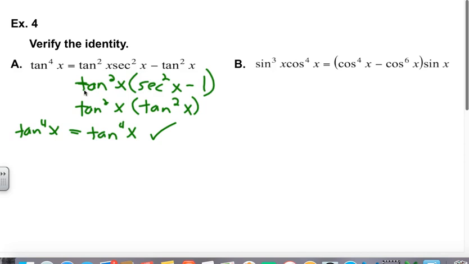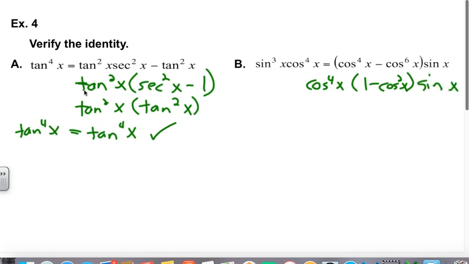All right, then on part B, you've got sine cubed times cosine to the fourth equals sine squared cosine to the fourth times sine x. So what we can do is take the right side and factor out a cosine to the fourth, because they've got cosine to the fourth minus cosine to the sixth. So let's factor out a cosine to the fourth x. That's going to leave 1 minus cosine squared x. And then, of course, you still got your sine x left over out here.